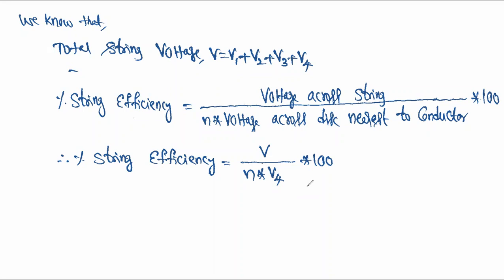In this derivation, it clearly shows that all the disks in a string of insulators do not maintain the same voltage. Nearer to the conductor side, the voltage is maximum, and nearer to the cross arm side, it is minimum. That is V4 is greater than V3, V3 is greater than V2, and V2 is greater than V1. It is maximum near the conductor side and goes on decreasing towards the supporting structure side.